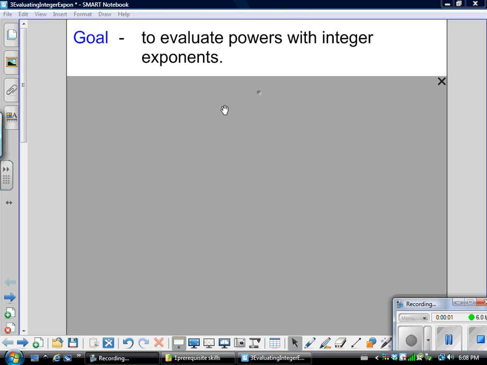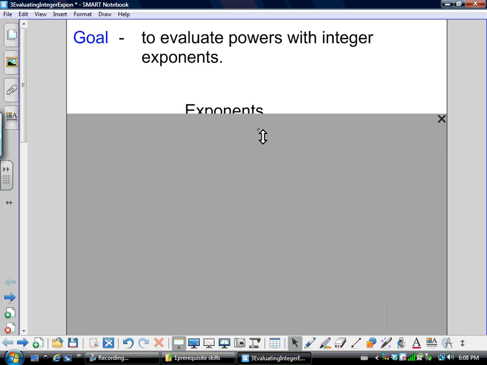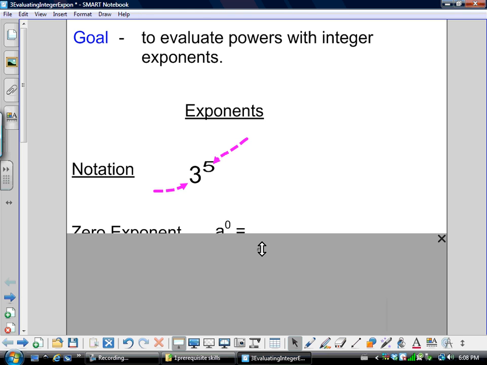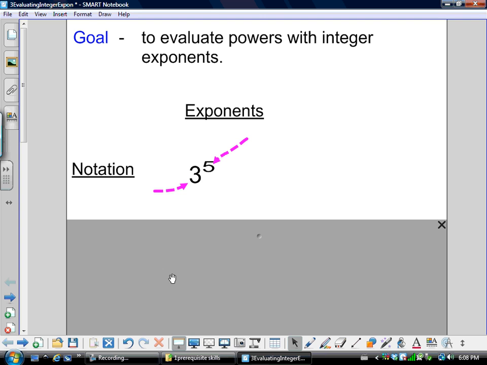All right, the final prerequisite skill is to evaluate powers that have integer exponents. So exponents. First of all, when we're talking about notation, how we write things. So for instance, 3 and then 5. 3 is our base, and our 5 is our exponent, or power. So we say 3 to the exponent 5, or 3 to the power of 5, meaning the same thing.